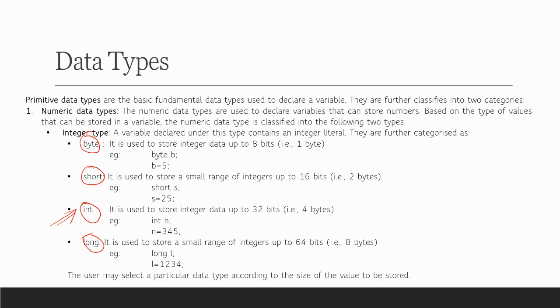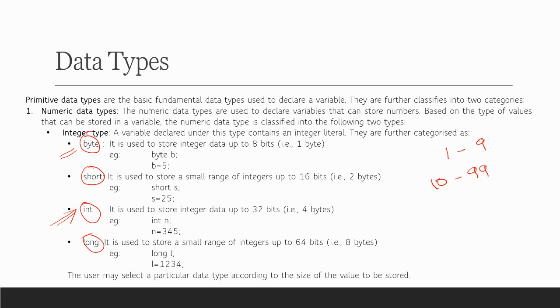So now let us talk about byte. Byte is used to store integer data up to 8 bits or 1 byte. As byte can store data only up to 8 bits, byte can only store small numbers such as only one digit numbers such as 1 to 9. Short is used to store a small range of integers up to 16 bits. As you can see, short can store up to 2 bytes of data. Therefore, it can take larger numbers such as 2-digit numbers. So maybe it can hold numbers from 10 to 99.